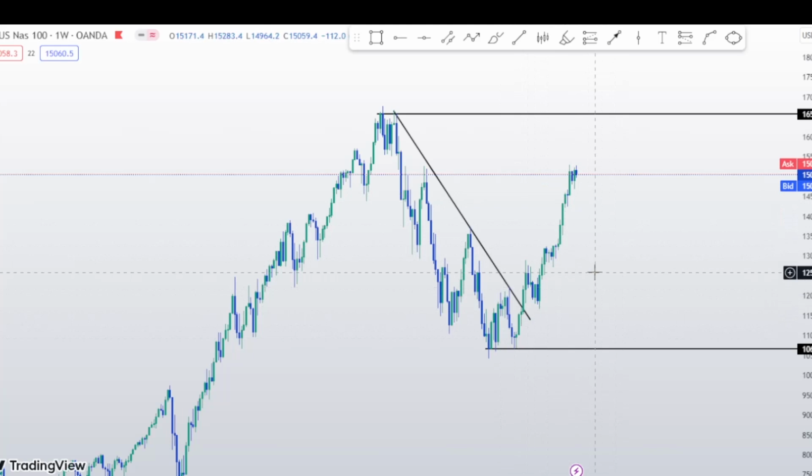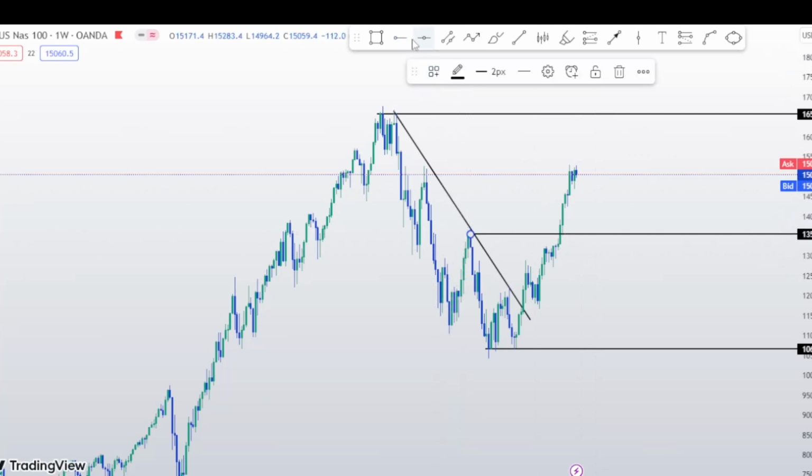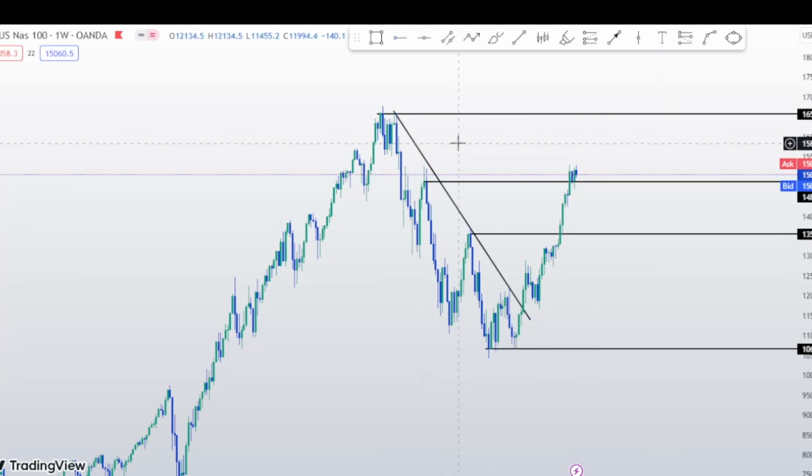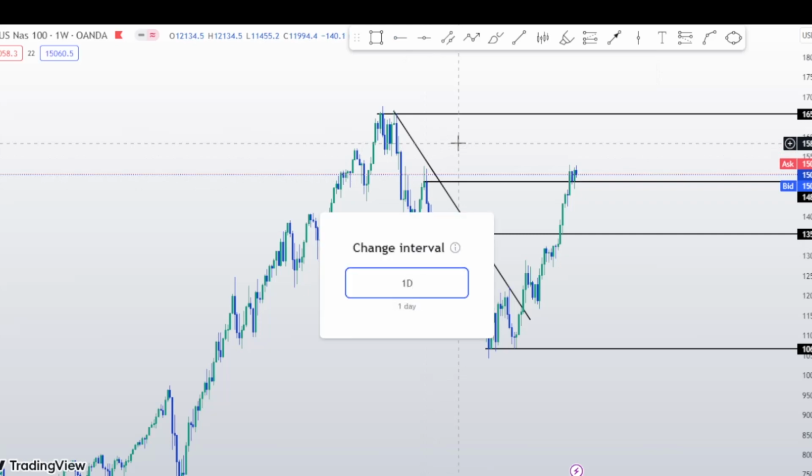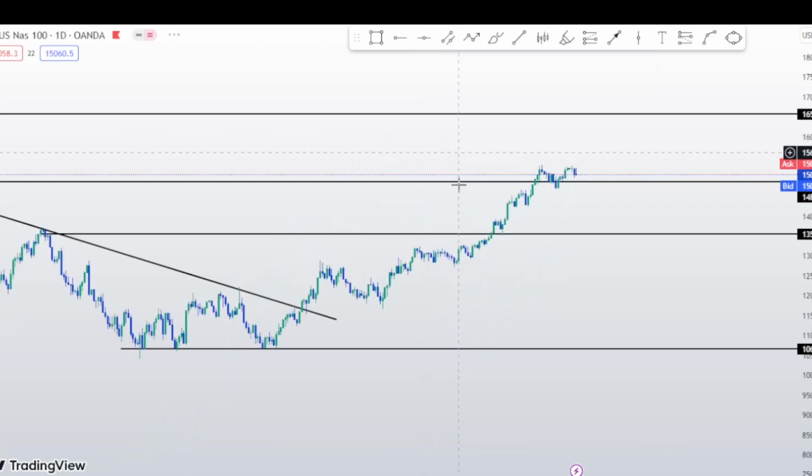So what do we see here? On a weekly, as you can see, we have the highest resistance and the lowest support. The next important resistance is this one again, and this one here, which I'm going to adjust again on a daily. We're going to move to the daily time frame because this is all I can see on a weekly time frame.